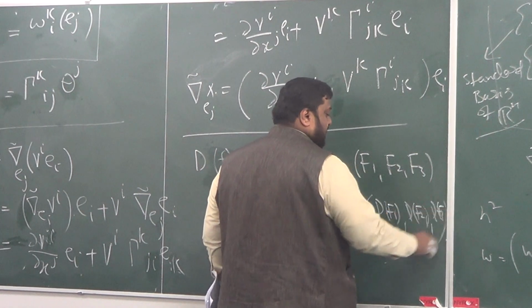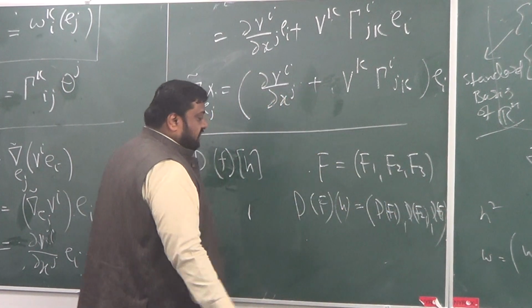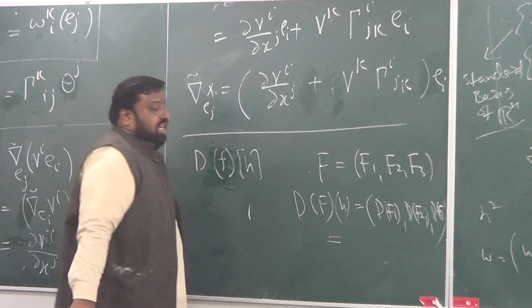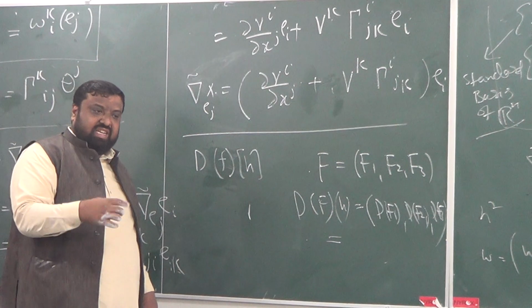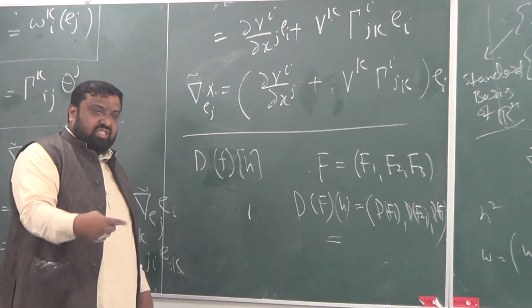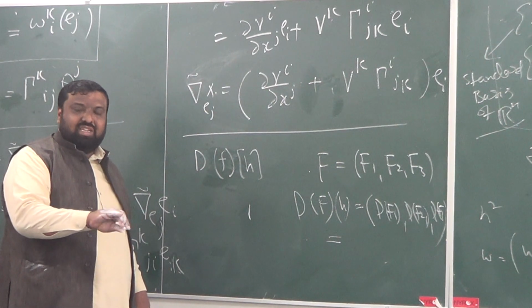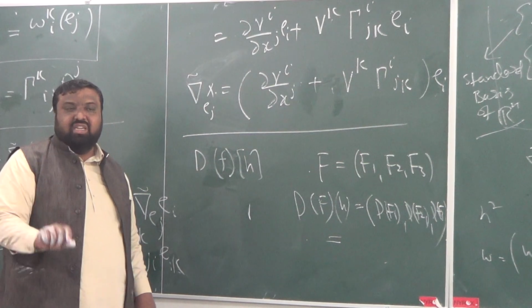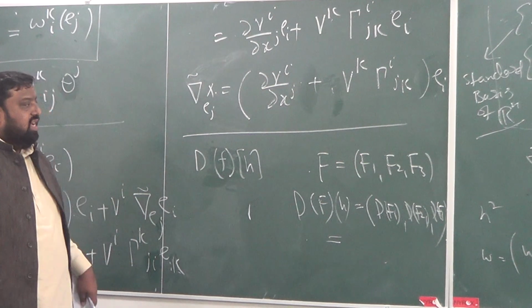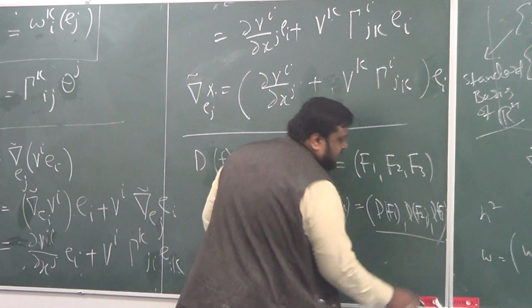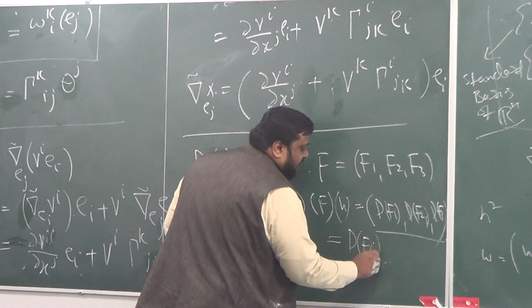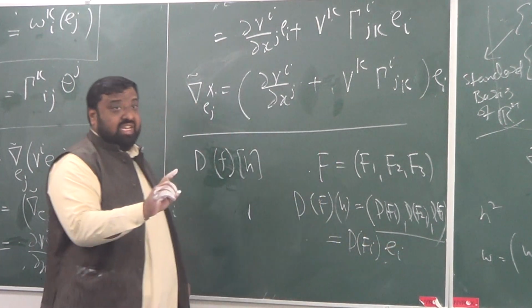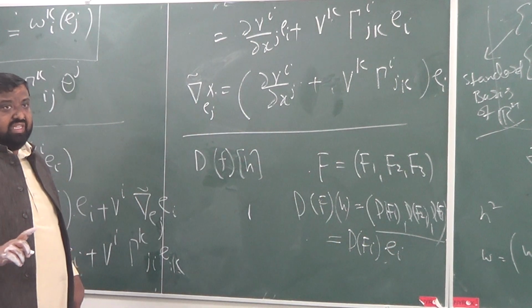So in other words, differentiating a vector in the direction of another vector is not a new thing for us. We learned it in some sense in our calculus course as well. If I write this in the basis form, then it is dF_i times e_i, where the e_i are the standard basis. Are you getting the point?